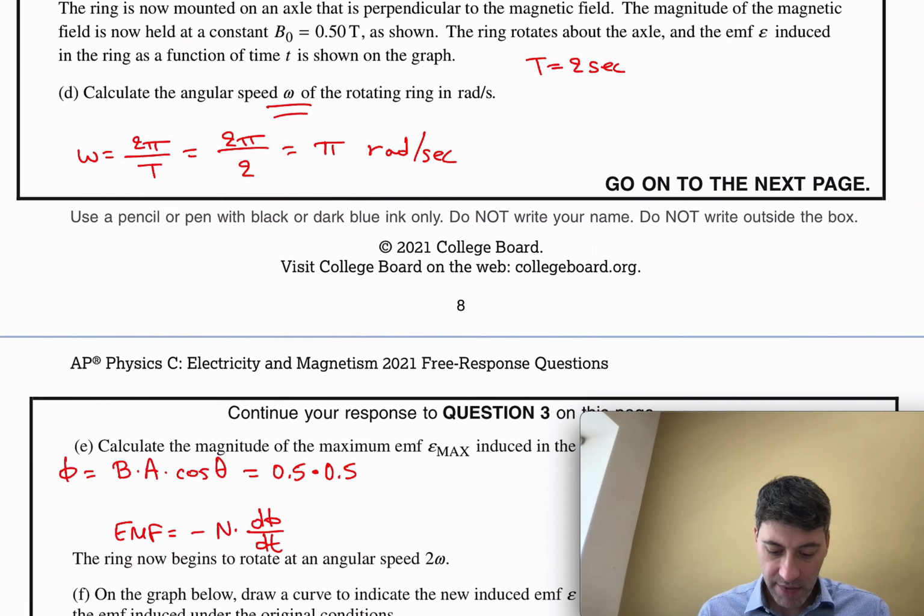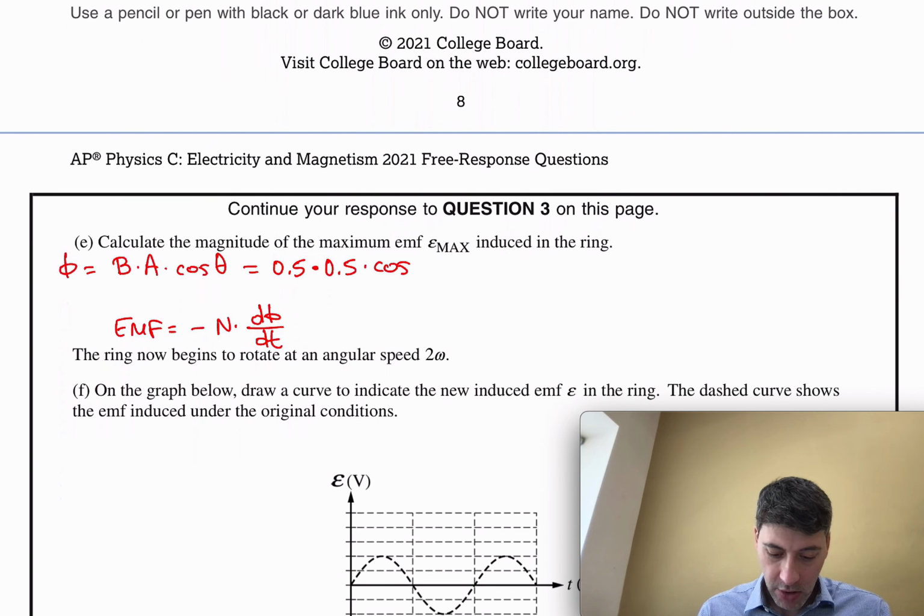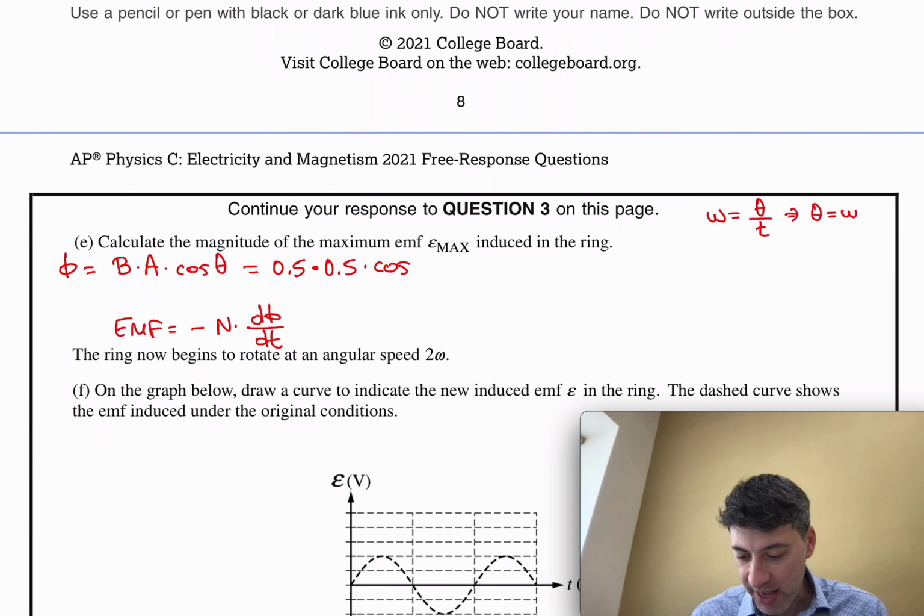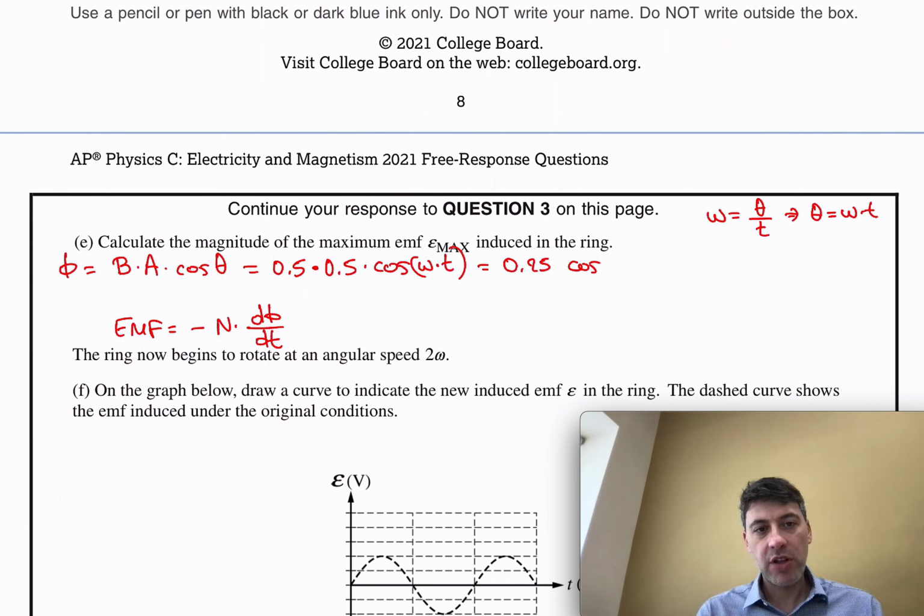So we have a cosine of the angle that changes with time. And if we remember, the omega is angle over time, so the angle is omega times t. So cosine of theta means cosine omega times t, which is very similar to the expression that we knew for simple harmonic oscillation for the position, which was A times sine or cosine omega t, and so on. So this will be 0.25 times cosine of pi multiplied by t.